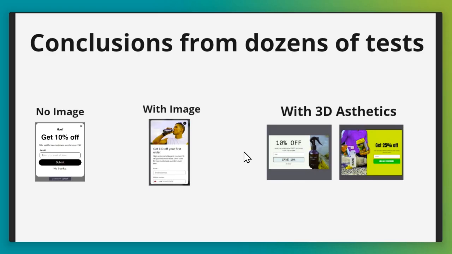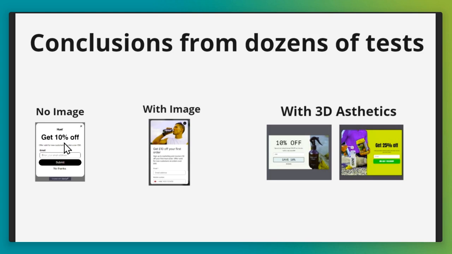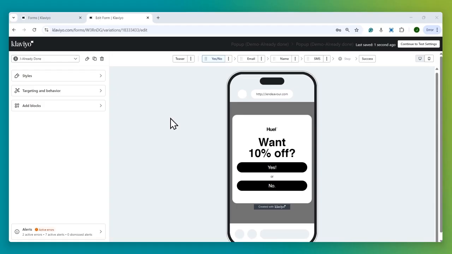So what type of pop-up are we going to be making? We've done dozens of tests where we've tested pop-ups with images, no image, special 3D animations and stuff. And the conclusion is there is no correlation between how good the pop-up looks and the performance of the pop-up. So we are going to stick with simplicity, and we're not going to overcomplicate stuff. And here's a preview of the pop-up we'll be making.